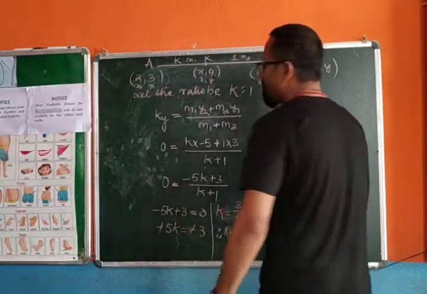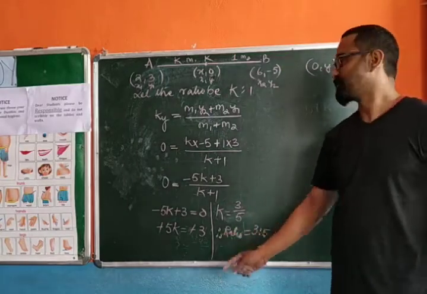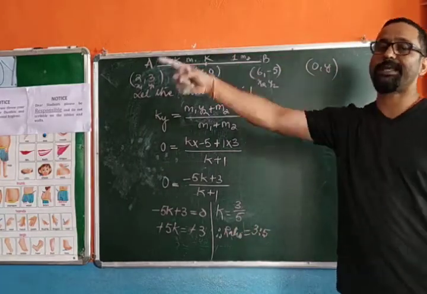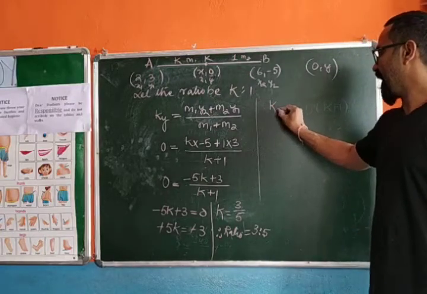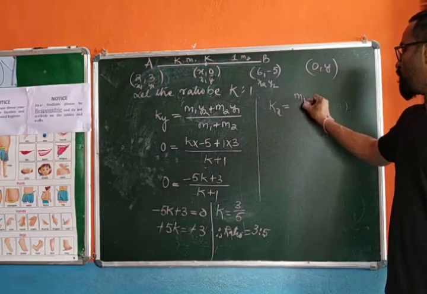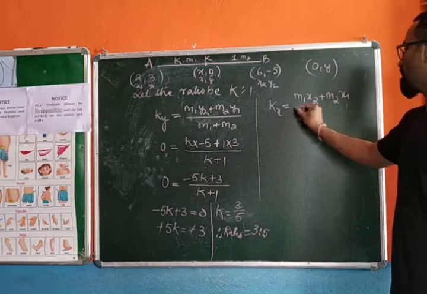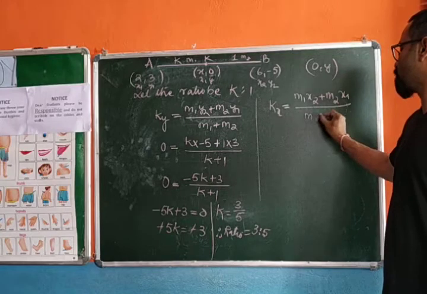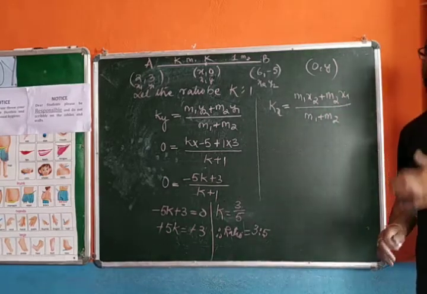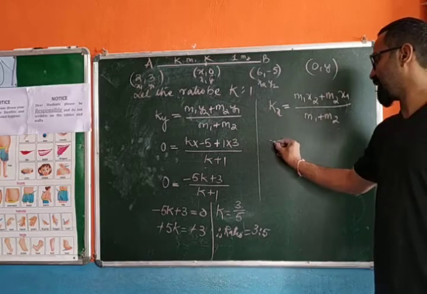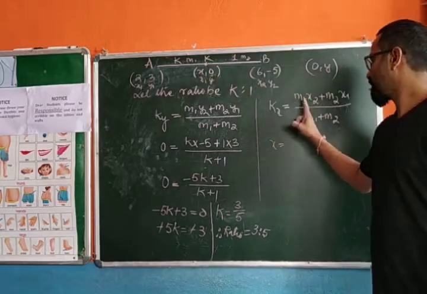Hence, find the coordinate of K. One is already known, the second one we need to calculate now. Kx equals m1 x2 plus m2 x1 divided by m1 plus m2. Substitute looking at the diagram. Kx is x.